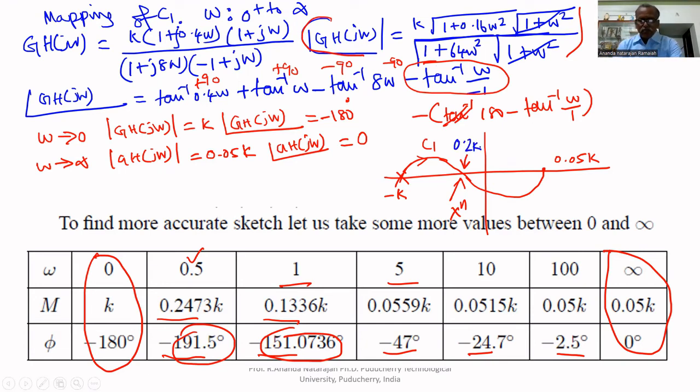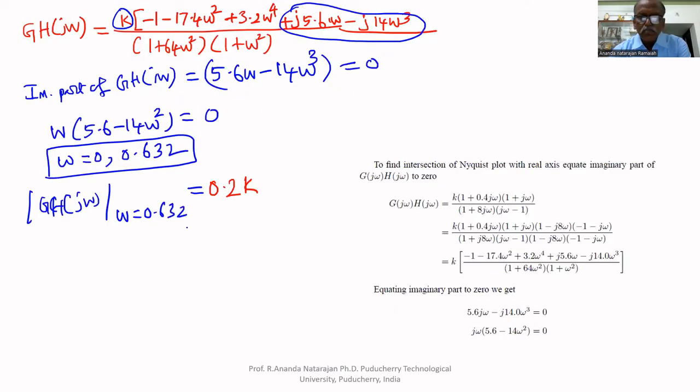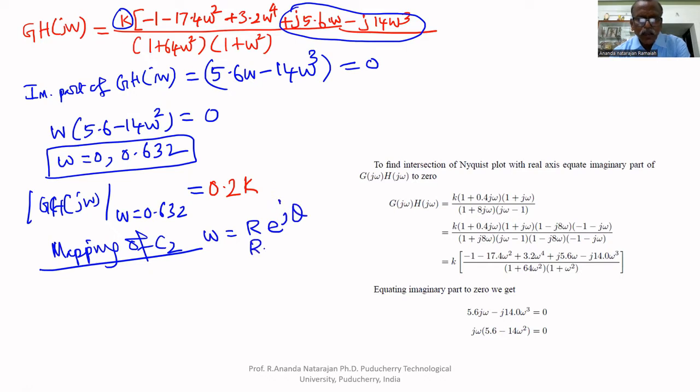Now we have to do the mapping for C2. Mapping of C2 is s equal to r e power j theta, r tends to infinity, and theta varies from pi by 2 to minus pi by 2. For this, what is G?